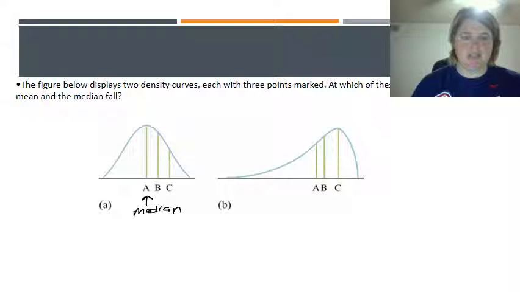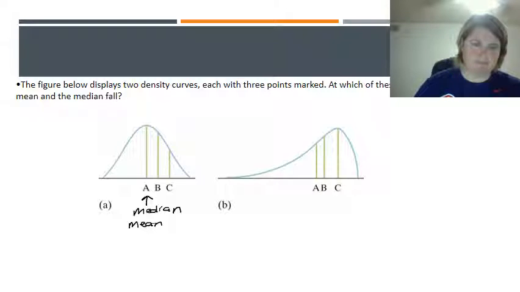And because this is symmetric, A is also the mean, because we know that in a symmetric single-peak distribution, also known as bell-shaped, the mean and the median live at the same place. All right, so now this B is skewed.